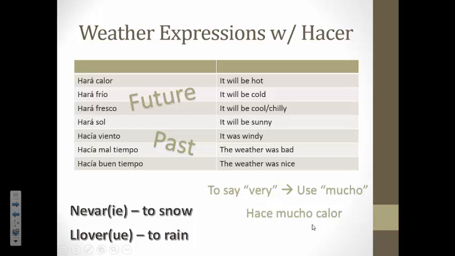Okay, so hopefully the majority of these weather expressions used with hacer and the verbs nevar and llover are words you remember from Spanish 1, 2, and 3. The only difference here, using them in Spanish 4, is that we now know we can put them easily into the future tense by changing hace to hará, and we can use them in the past tense to talk about the past by changing hace to hacía.